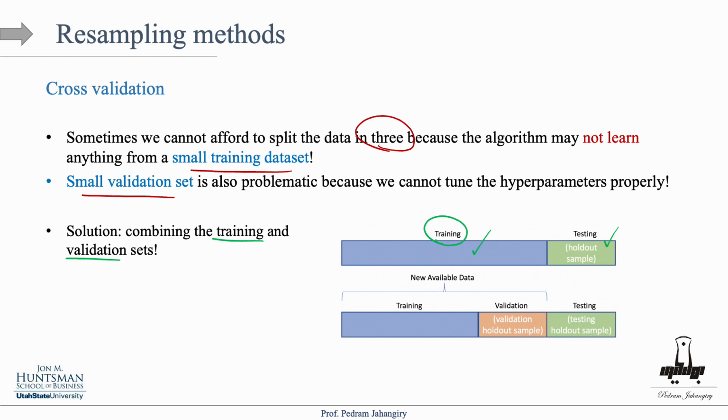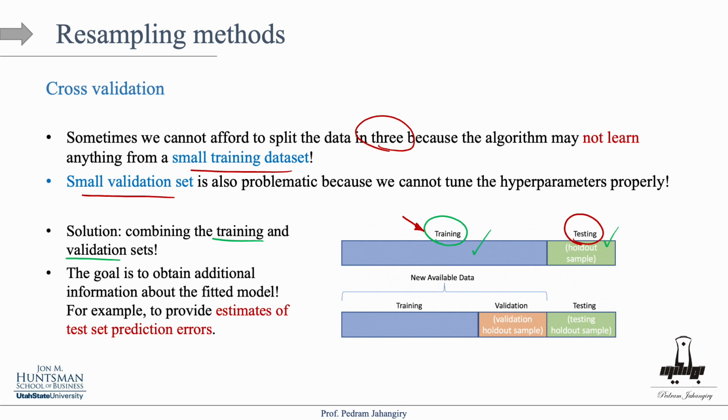And then after that, we're going to use cross-validation on the train set in order to do two things. First of all, by doing the cross-validation, we can tune the hyperparameters. And secondly, we use cross-validation to estimate the performance of the model in the test set. So the goal is to obtain additional information about a fitted model, right? For example, to provide estimates of the test set prediction error, or if it is regression, the test set's MSE or RMSE. All right.